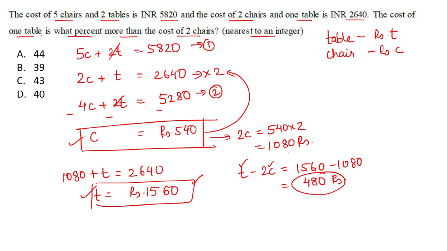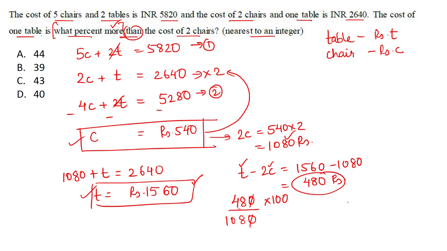But we want to convert it into percentage. What percent more? More we have found out, 480 rupees. So, I'll multiply by 100 to convert into percentage. But some comparison should be there in the denominator. More than the cost of two chairs. So, what is the cost of two chairs? 1080. So, I'll put that into the denominator. So that gets cancelled out over here.